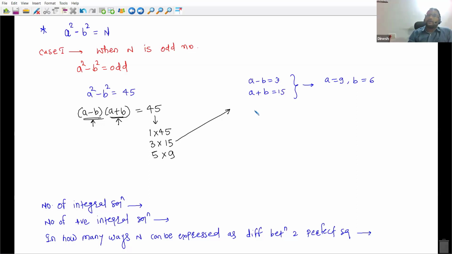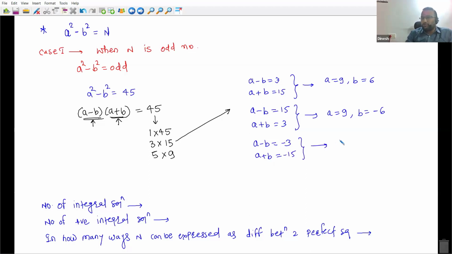The second possibility is a minus b is equal to 15, a plus b is equal to 3. If you add these two equations, you will get 2a is equal to 18, a is equal to 9, and b is equal to minus 6. Now, over here we can write a minus b is equal to minus 3, a plus b is equal to minus 15. If you solve these two equations, you will get 2a is equal to minus 18, a is equal to minus 9, and b is equal to 6.